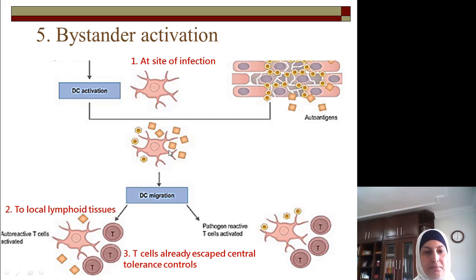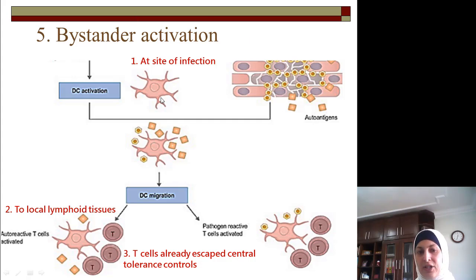As we said, these dendritic cells would take a sample of all the antigens present at the battlefield, the pathogen and the autoantigens, and it will migrate to the lymphoid tissues. In the lymphoid tissues, as we stated before, it will present both the pathogen and the self-antigen. Here, if we have a T cell that has already escaped the central tolerance, they would be able to react with these self-antigens. So this is what we mean by bystander activation.